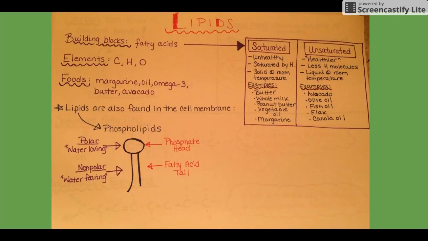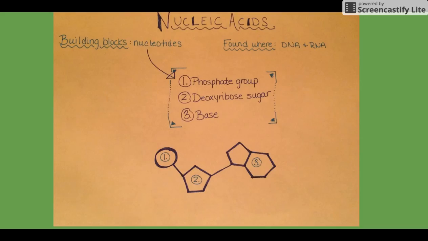Now, the nonpolar end are these tails on this end here. And so that's the fatty acid tail. And so we know that oil doesn't mix with water, right? And so that makes sense then that that nonpolar fatty acid tail is water fearing because it wants nothing to do with water. So like I said, we'll learn more about this when we talk about cells. But for now, just know kind of the parts of the phospholipid and whether it's polar or nonpolar.